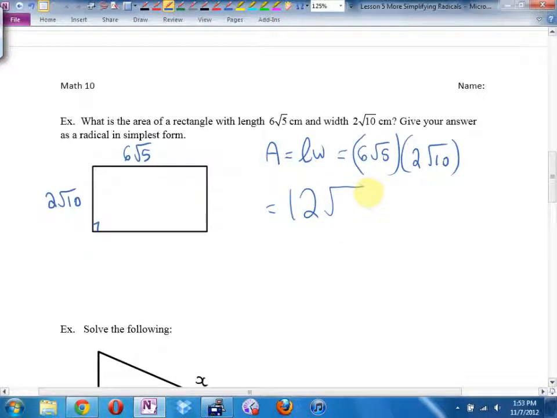Root what? 50. Does that 50 simplify further? Is there a perfect square hidden in that 50? Because it did say, Brady, write your answer in simplest radical form. Is there something hidden in that 50 there? 50 is what times what? Ah, I can write this as root 25. I can break this down a little bit further. This is 12 root 25 root 2.